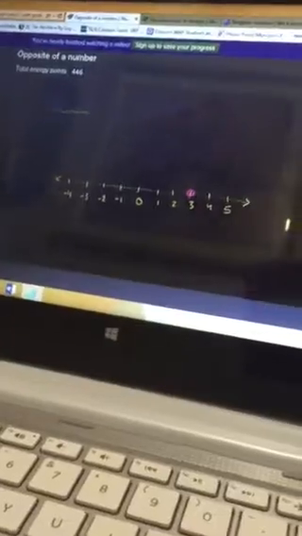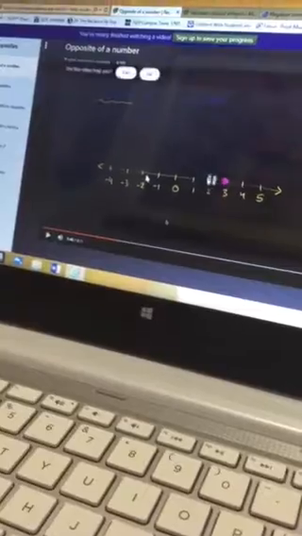So let's pick one of these numbers. Let's say that we pick the number 3. What is going to be the opposite of the number 3? Well, the opposite of a number is a number that's the same distance from 0, but on the other side. So 3 is 3 to the right of 0. 1, 2, 3. So its opposite is going to be 3 to the left of 0. 1, 2, 3. So the opposite of 3 is negative 3. We need to pay attention.